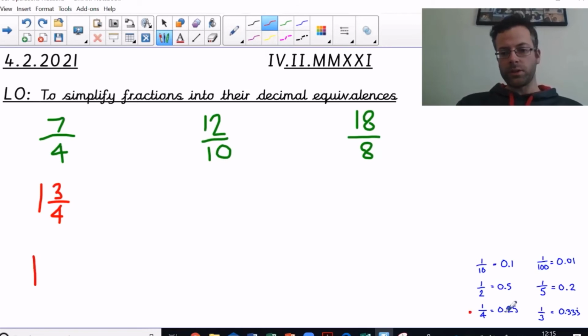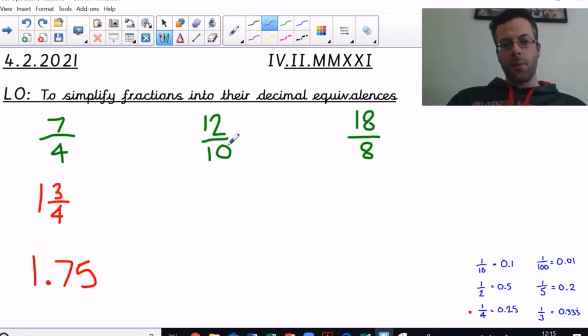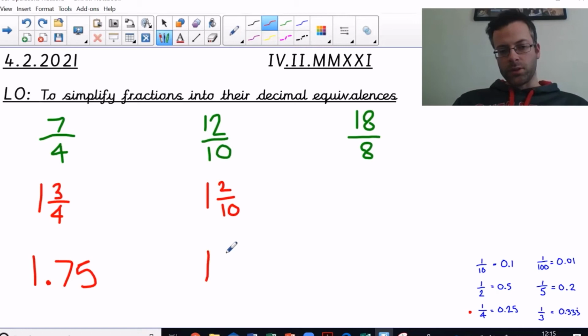If 1/4 is 0.25, then 3/4 must be 0.75. On this one, 12 tenths. Well, how many tenths are there in a whole? 10. So then I've got 2 left over. So it's 1 whole and then 2 tenths. My whole number stays the same. 1/10 is 0.1, so 2 tenths is 0.2.